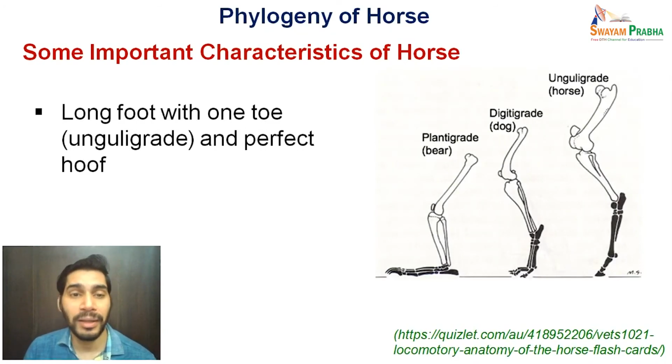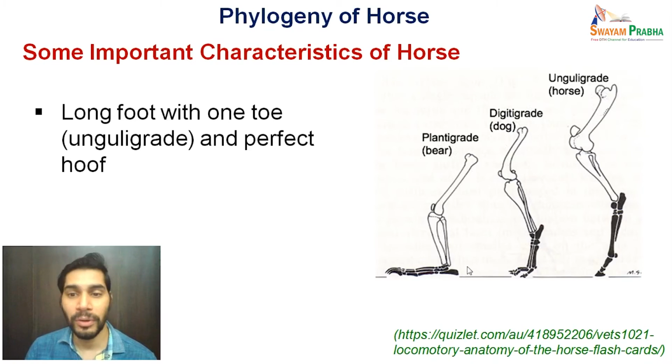Then moving ahead to the other bones, that is, the bones of the forelimb or hind limbs, they have an unguligrade mode of locomotion. Now the unguligrade mode of locomotion is represented here. If you focus on this image, there are three different kinds of organisms showing different kinds of locomotion. In the first part, you see a bear's limb which shows the plantigrade mode of locomotion. The other one belongs to a dog, which represents a digitigrade mode of locomotion. And the third one is of a horse, which represents an unguligrade mode of locomotion.